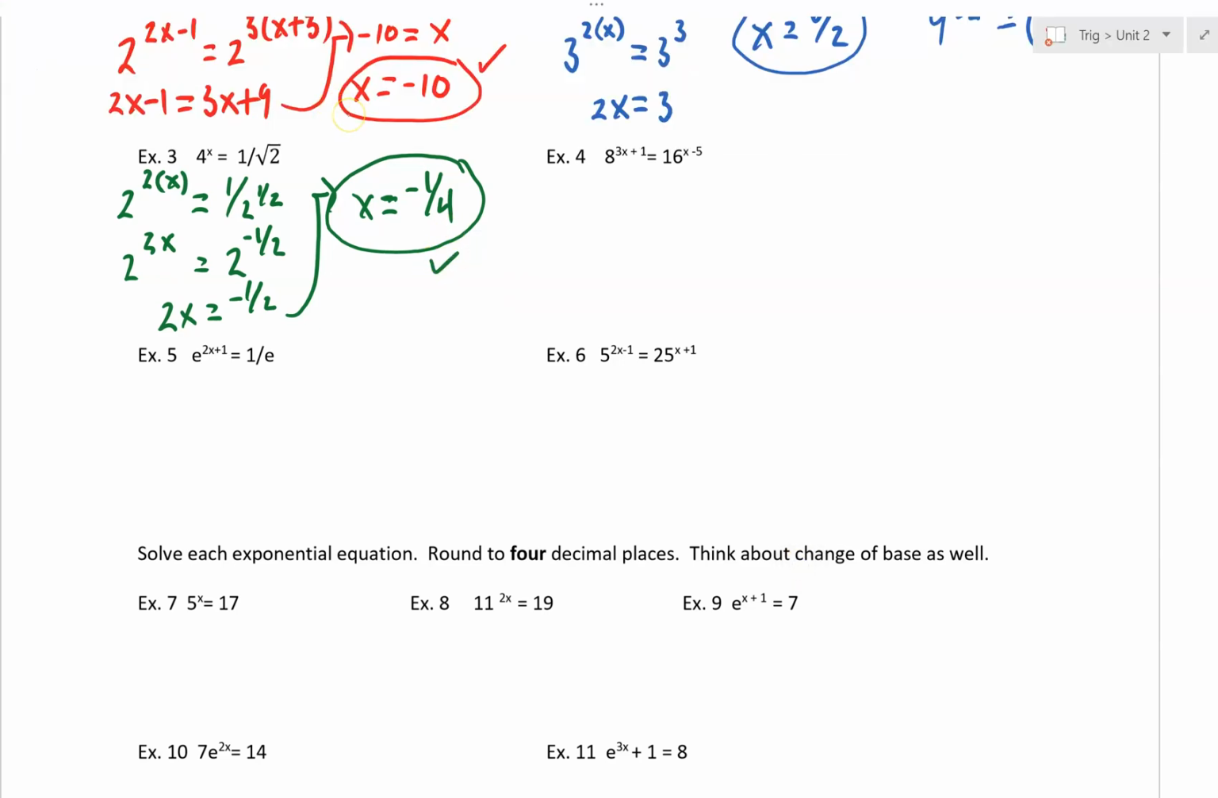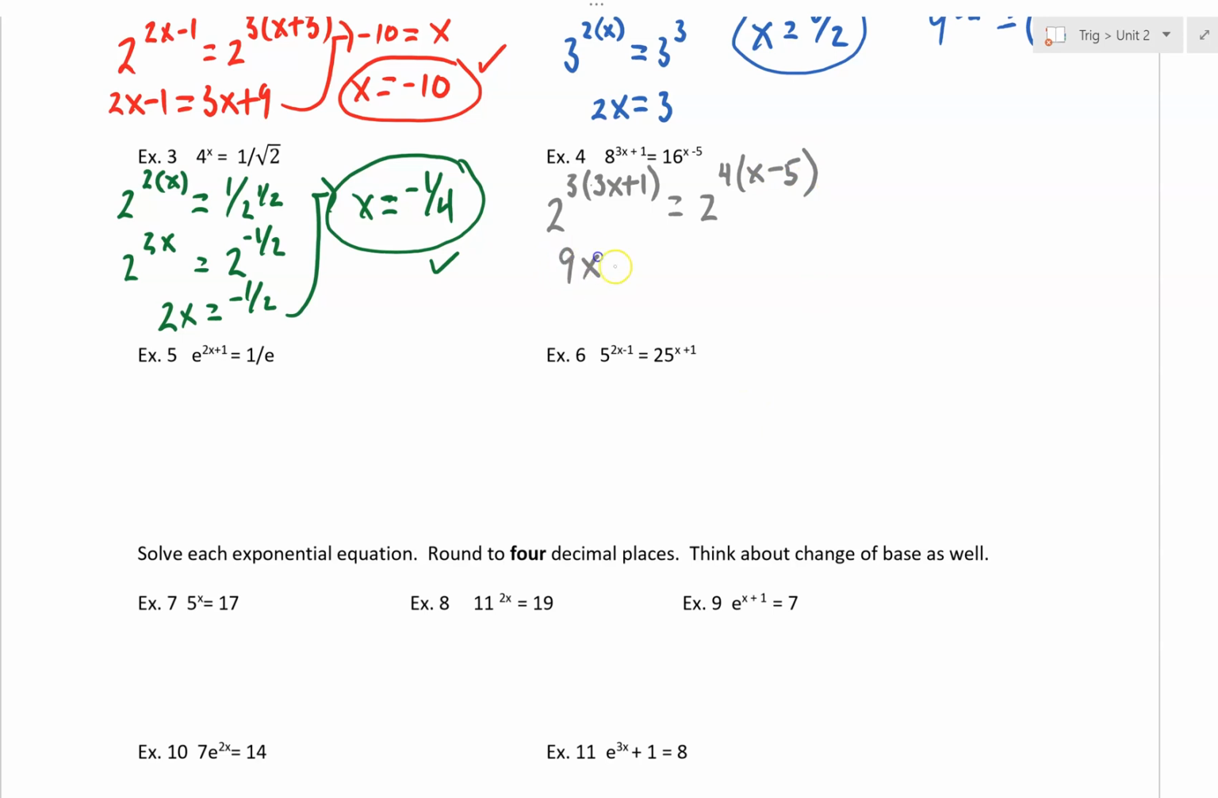The next one. This one is an 8 and a 16 as bases. Very tempting to say 8 to some power, but 8 to some power won't give you 16. You could do this a couple different ways. But the main way is that they both have 2 as a base. So that would be the way I would approach this. This is 2 cubed. This is going to say 3 times x plus 1. This is going to say 2 to the 4th. That's x minus 5. Then we need to do the work to solve this out.